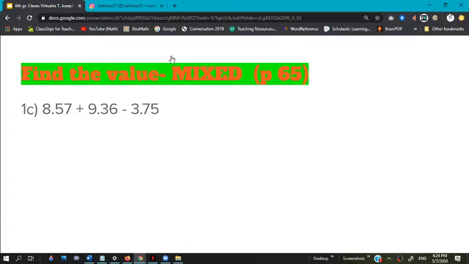All right, let's go to the next problem, 1C. Okay, here we have addition and subtraction in the same problem. So we need to be careful. You can do it in any order that you want, really. It doesn't matter. I'm just going to start from the left and go to the right.